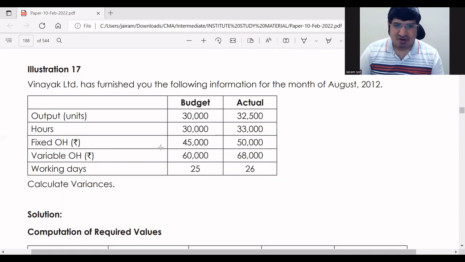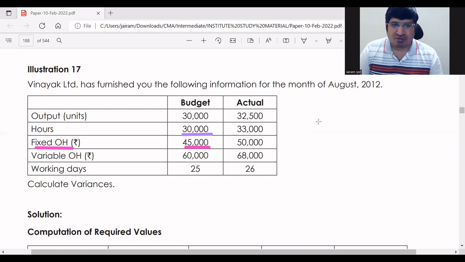So here first you have got this budgeted fixed overhead cost, correct? This budgeted fixed overhead is 45,000. And what is the hours? Budgeted hours is 30,000. What is your standard rate here? 45,000 upon 30,000, that is 1.5. So for all this, the first thing you need is the standard rate, right? So you will get it like that, 45,000 upon 30,000.